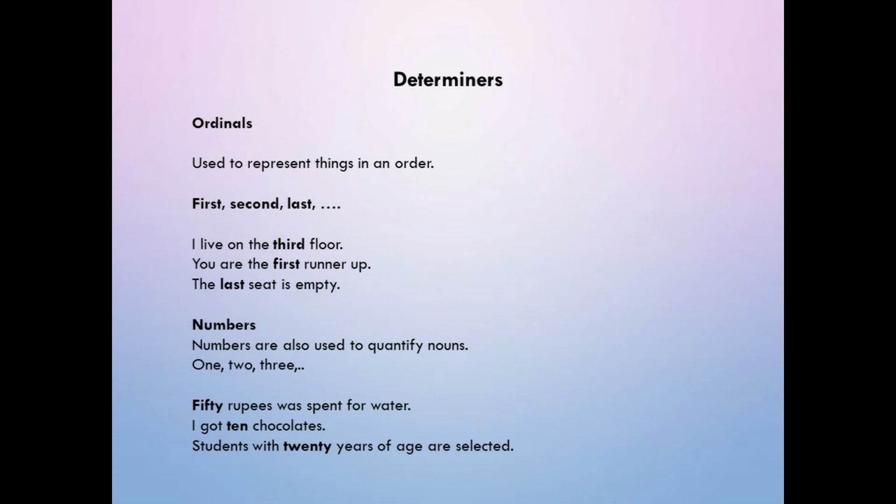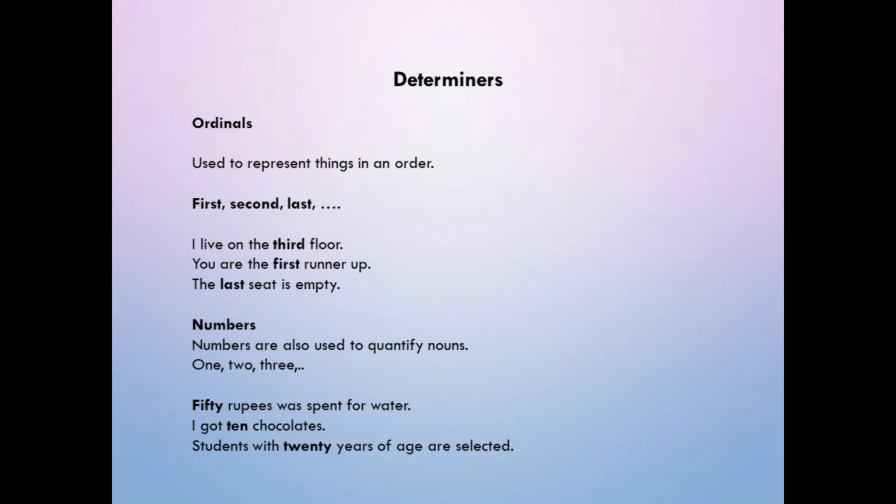In this sentence too, last, which is an ordinal, is an example of a determiner. And this determiner is coming before the noun seat. Next, we are going to see how numbers act as determiners in a sentence.